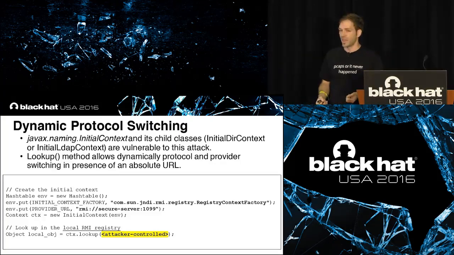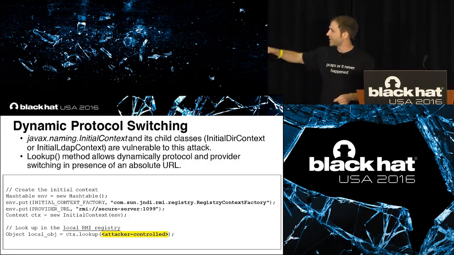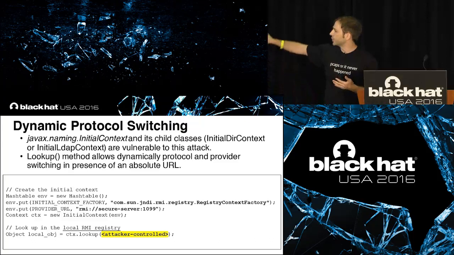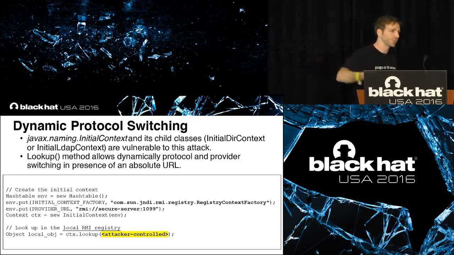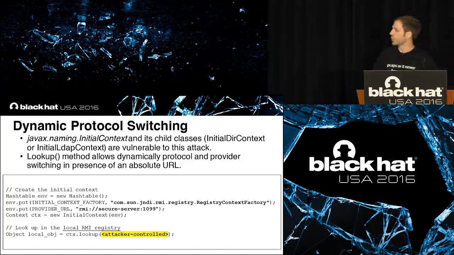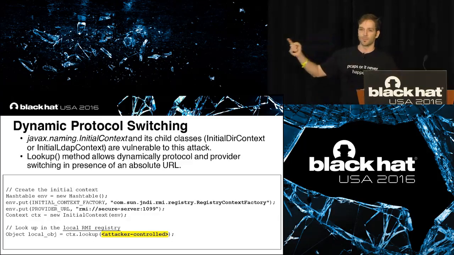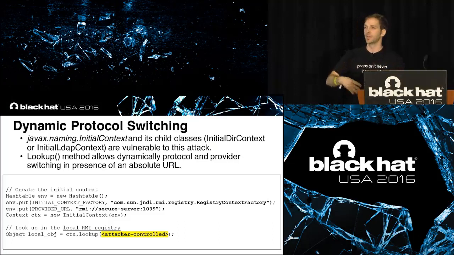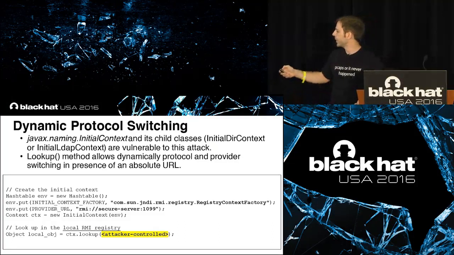dynamic protocol switching, and if the attacker is capable of providing an absolute URL, they will be able to override the default provider type and also the default provider URL. So with that, they will be able to point the lookup operation to their own server and then return the JNDI reference to trigger the remote code execution payload.